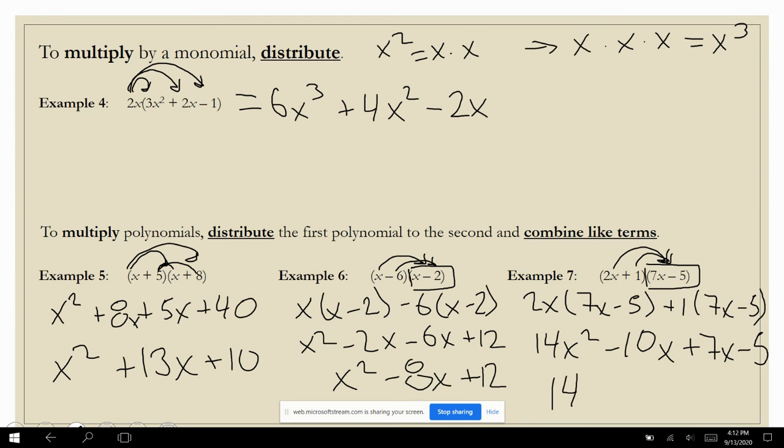Combine like terms, we have 14x squared minus 3x. -10x plus 7x is -3x, minus 5. And that is your final answer.